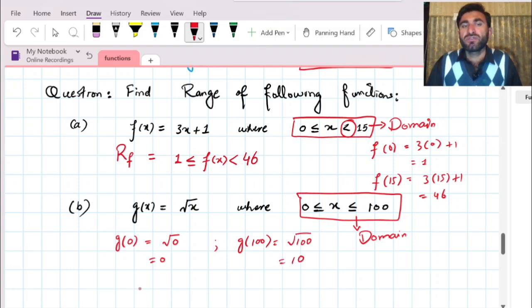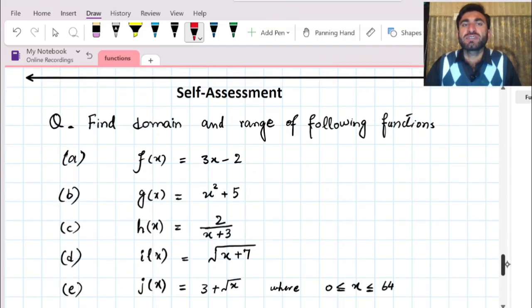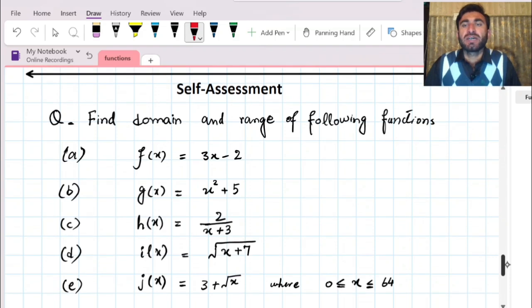So the range of function g will now become 0 less than or equal to g of x less than or equal to 10, because we can see that the inequalities are both less than or equal to. So that is known as the range of the function. Now here we have some questions for self-assessment. I would like you to pause the video for a minute, try this question on your own, and then see the answers below.